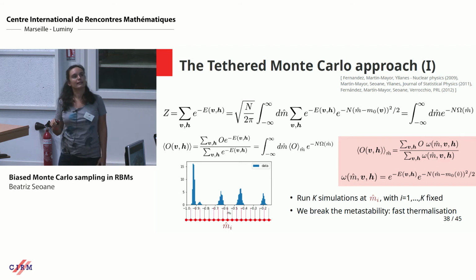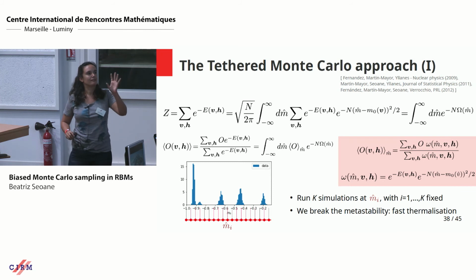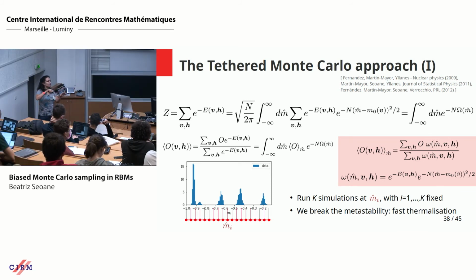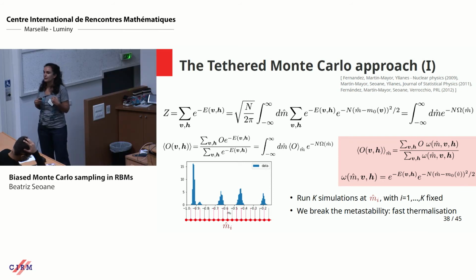So what we can do is simulations at fixed value of m hat. We fix that the magnetization should fluctuate around the value that we fix. So we don't have any kind of metastability in the simulations, and the simulations are very fast. Once we have the mean values computed at fixed m, we can integrate them and recover the canonical probability.